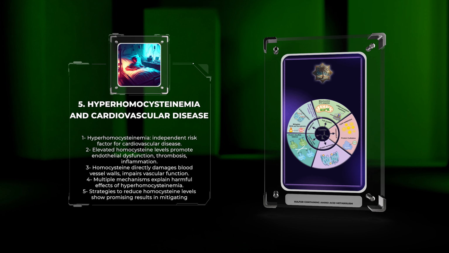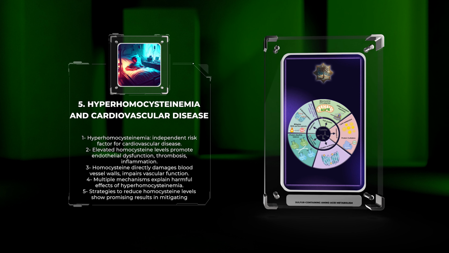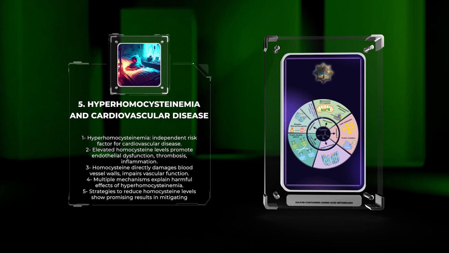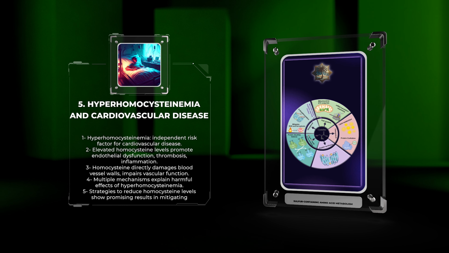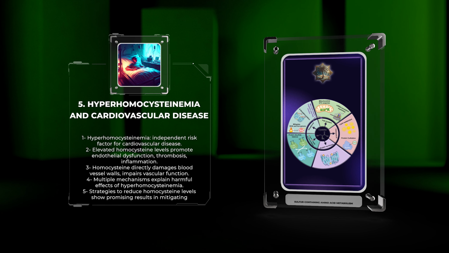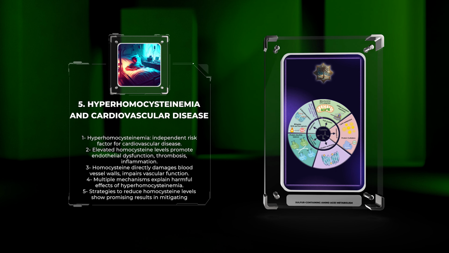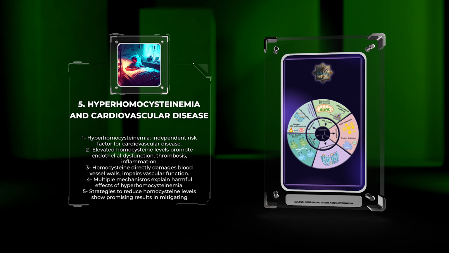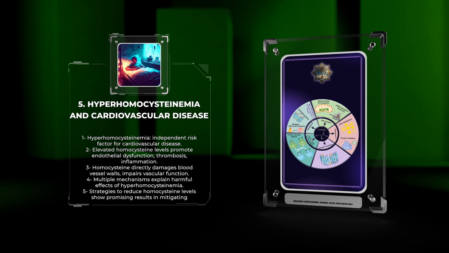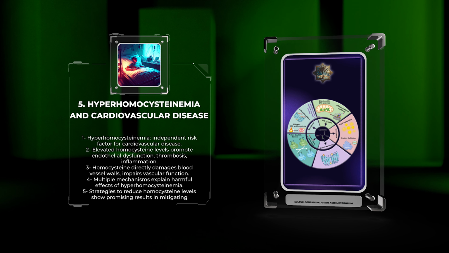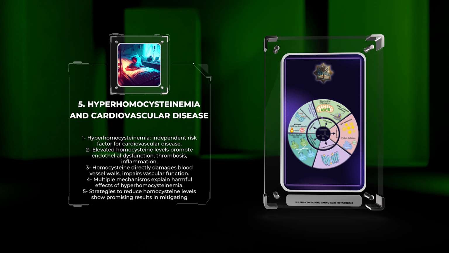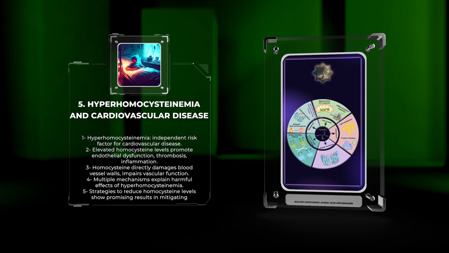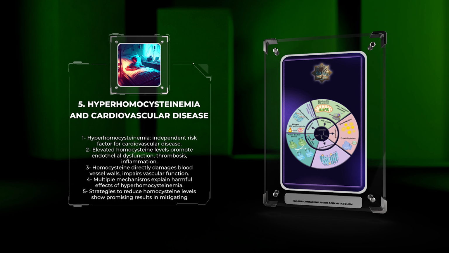Elevated levels of homocysteine promote endothelial dysfunction, thrombosis, and inflammation, all of which contribute to the development and progression of atherosclerosis. In addition, homocysteine can directly damage blood vessel walls, leading to impaired vascular function. Multiple mechanisms have been proposed to explain the harmful effects of hyperhomocysteinemia on the cardiovascular system. These include oxidative stress, impairment of nitric oxide production, promotion of platelet aggregation, and alteration of the extracellular matrix. Strategies aimed at reducing homocysteine levels, such as dietary supplementation with B vitamins, have shown promising results in mitigating cardiovascular risk.